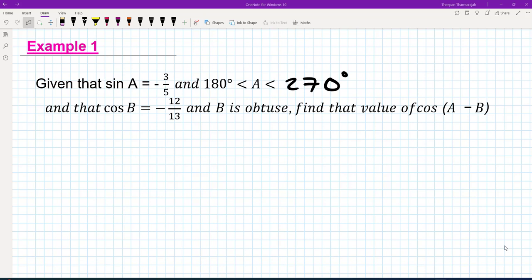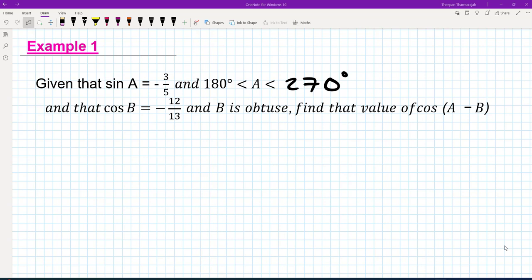In this question, it says, given that sine A is minus 3 over 5, and that A is greater than 180, but less than 270, and that cos B is equal to minus 12/13, and B is obtuse, find the value of cos A minus B.